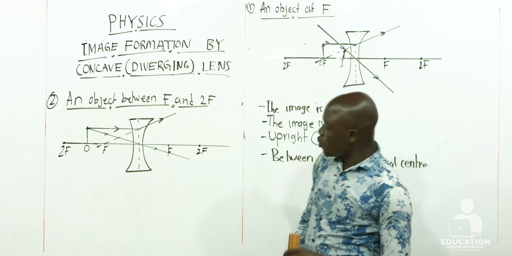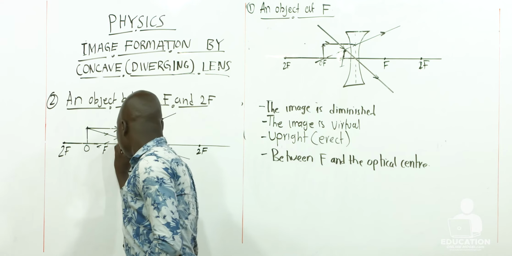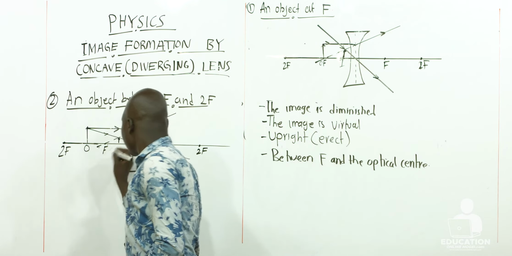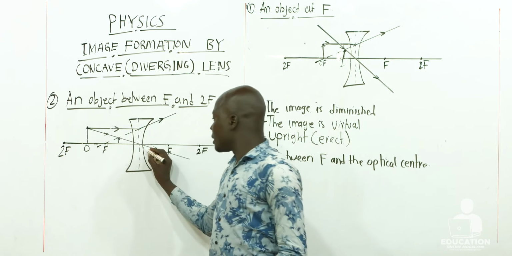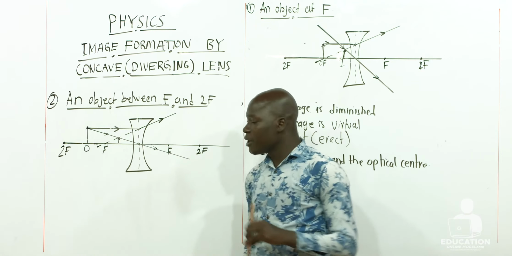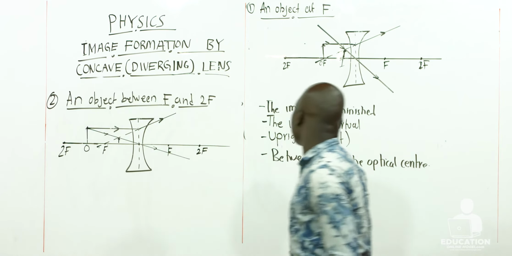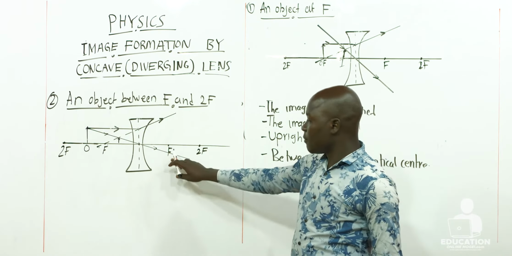So now when we look at where these two rays are meeting, they are meeting at this point, that is between the principal focus and the optical center. So it is from here that we are going to state the characteristics of the image that is formed.